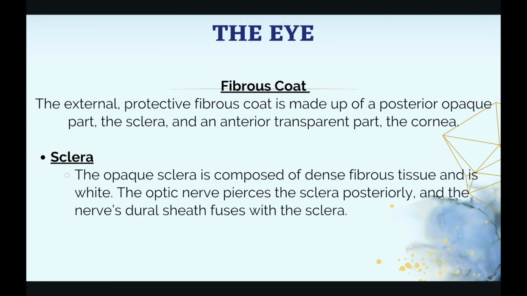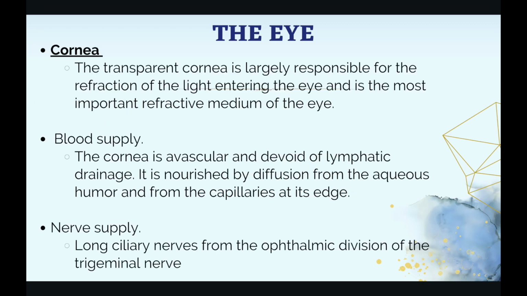The external protective fibrous coat is made up of a posterior opaque part, the sclera, and an anterior transparent part, the cornea. The opaque sclera is composed of dense fibrous tissue and is white. The optic nerve pierces the sclera posteriorly, and the nerve's dural sheath fuses with the sclera. The cornea. The transparent cornea is largely responsible for the refraction of light entering the eye and is the most important refractive medium of the eye.